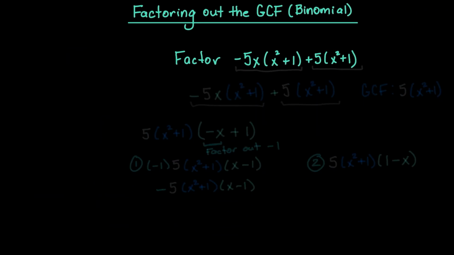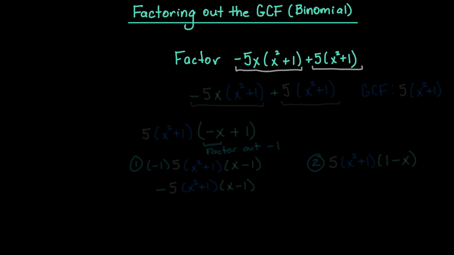Okay, let's look at the problem. Factor negative 5x times x squared plus 1 plus 5 times x squared plus 1. So again, let's get our minds on where our terms are. This is a term, and this is a term. I'm going to rewrite so we can clearly see our GCF.